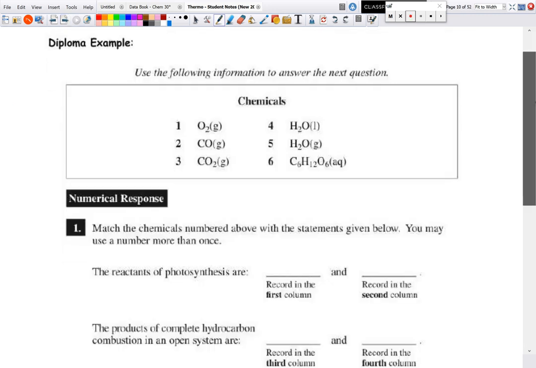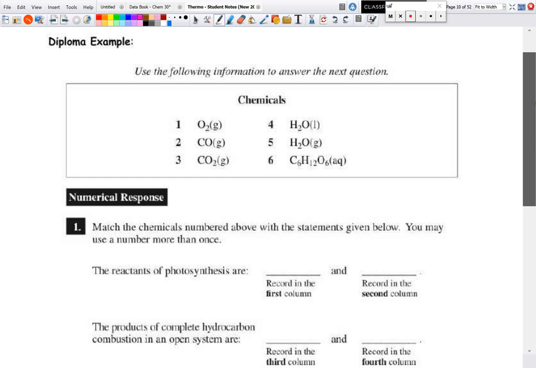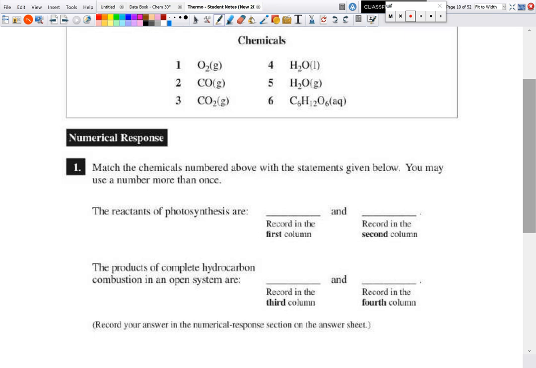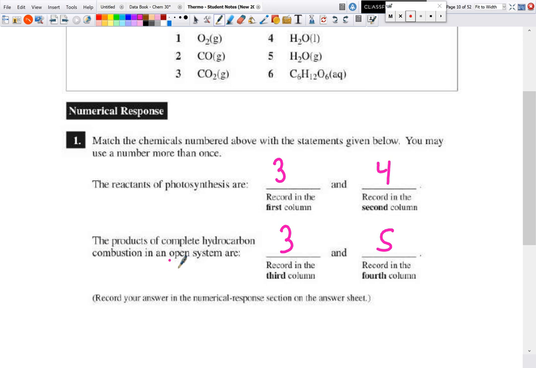Now, this is just an old diploma example. So just pause the video right here, and in 3 seconds, the answers will go. So pause it and see if you can get it on your own, and I'm going to put the answers up in 3 seconds. All right, boom. So of course our answers, reactants in photosynthesis: we have CO2 gas and H2O liquid, and products, hydrocarbon combustion in an open system: it's CO2 and gaseous water.